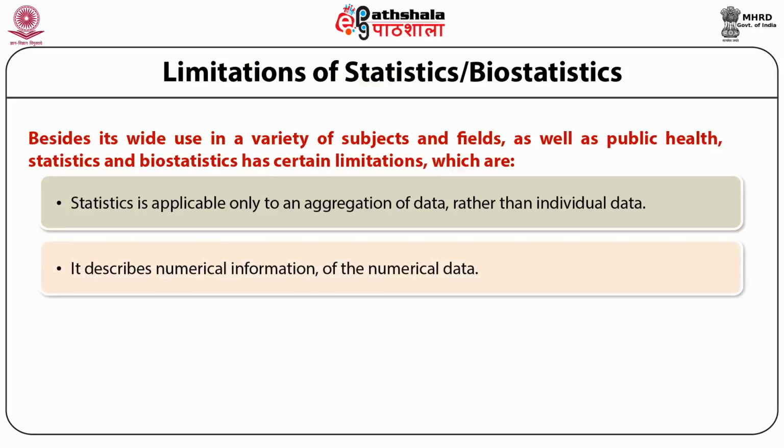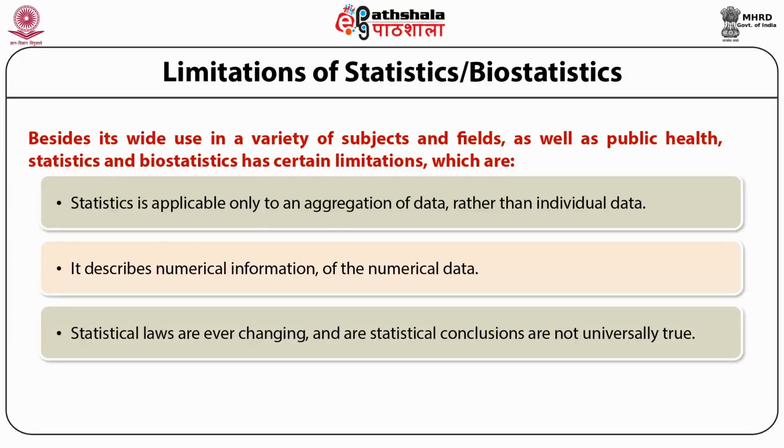Further, it describes numerical information of the numerical data. It cannot give us an estimate of the level of honesty, hatred, love, intelligence, or beauty, as no statistical test can be directly applied to measure these variables. However, statistics can be applied to these variables only after converting them into measurable quantitative traits. Statistical laws are ever changing, and our statistical conclusions are not universally true. Statistics, if used by amateurs, can prove to be very dangerous as it may lead to wrong conclusions.